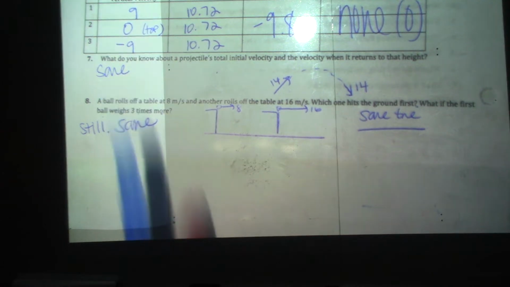The only thing that would affect the time is the y distance, so if I went from a higher height or a lower height, or if I gave it an initial velocity in the up or down direction.